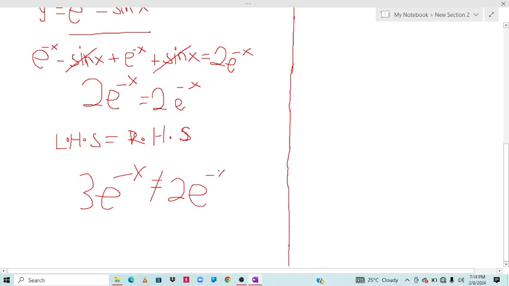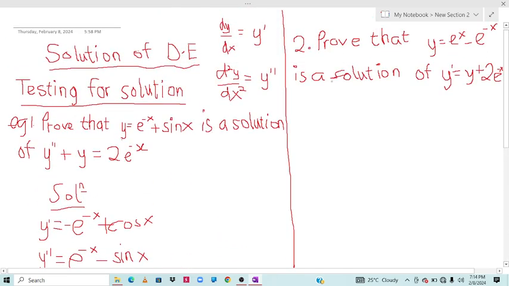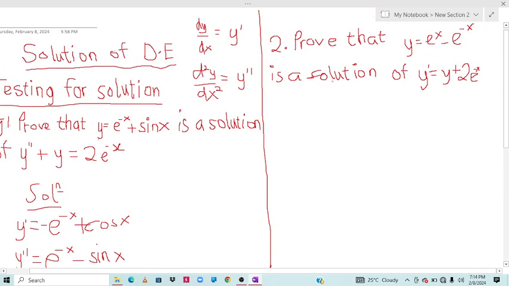So now, in this case, we are going to say that the equation is not a solution to our differential equation. Now, let's move to the second example.